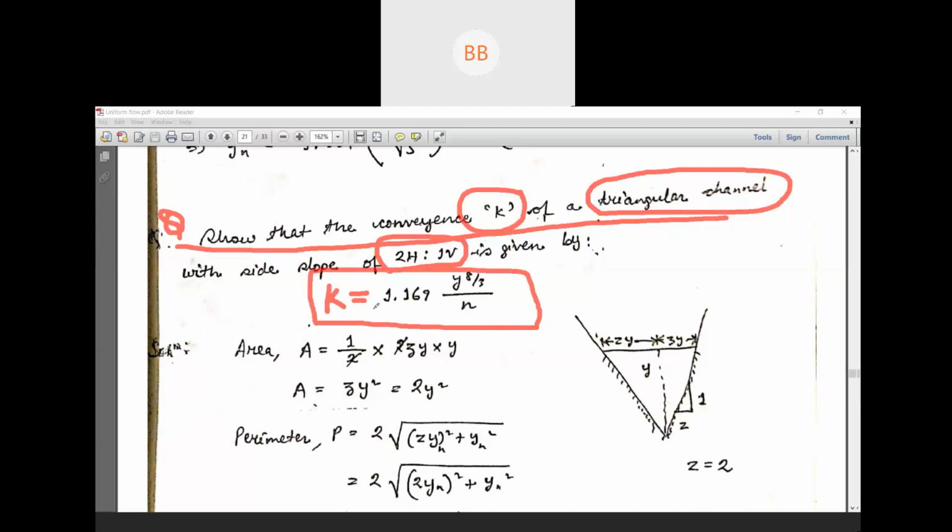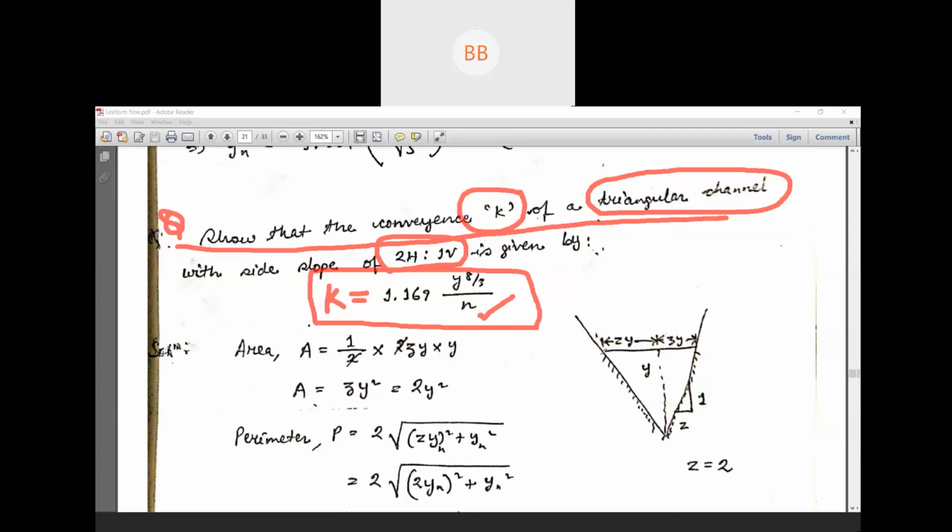So we have to show that for K, for a triangular channel, when the side slope is 2 horizontal to 1 vertical, then the K value will be 1.169 y to the power 8 by 3 divided by n.